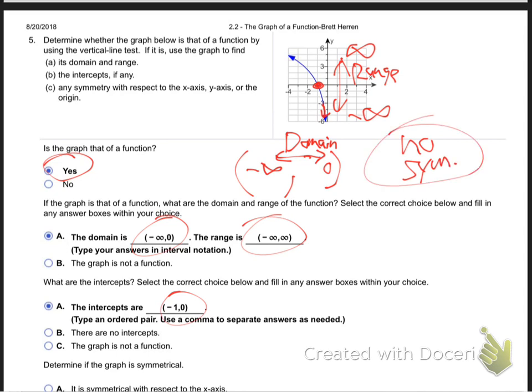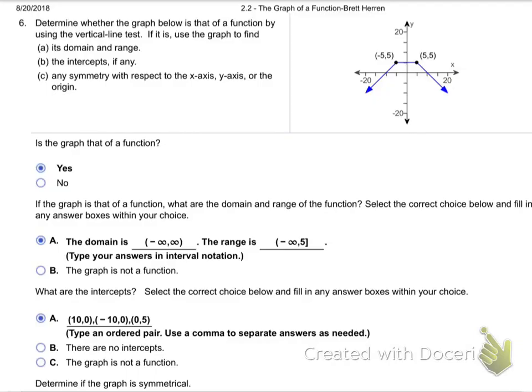Good? So these, I think you can move through fairly fast. Okay, number 6. I think you can do all the domain and range and all that stuff. Let's just jump to the symmetry question. Does that one have symmetry? Y-axis symmetry. Yeah, the y-axis splits it. It's identical to the right and the left of the y-axis, isn't it?